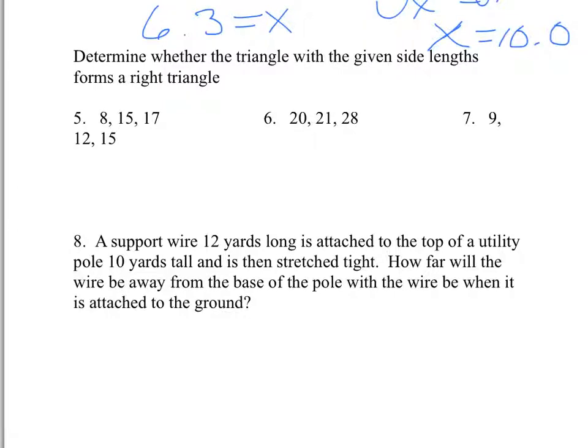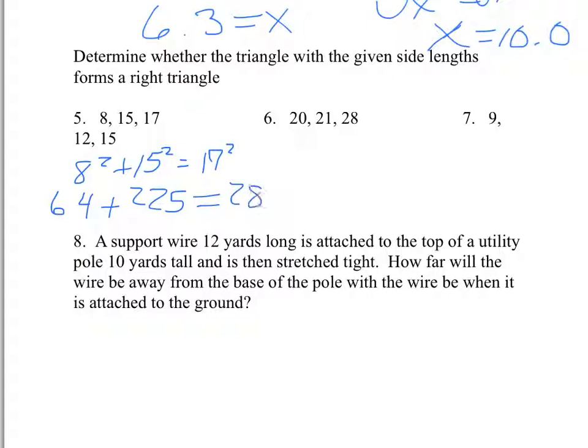Determine if these form a right triangle. Basically, you're just going to plug it into the equation and see if both sides match. So in the first one, again, the 12 and the 15 go over with problem 7. So a squared plus 15 squared needs to equal 17 squared. A squared we know is 64. 15 squared is 225. I need that to equal 17 squared, which is 289.